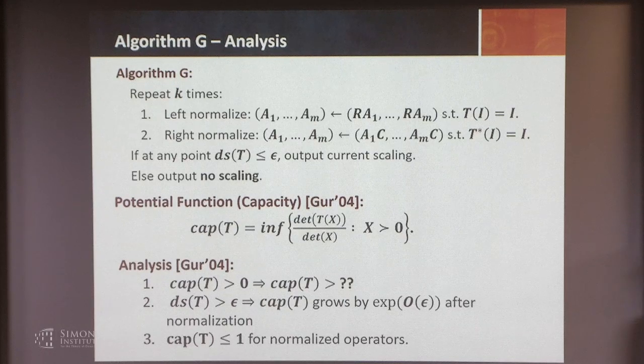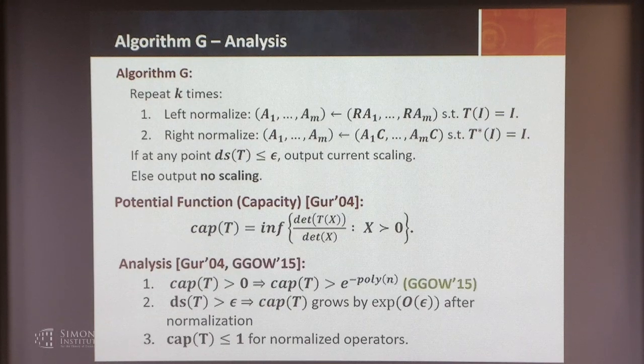And that's it. So now all that is left is to give a lower bound on this capacity. He was able to give a lower bound in some cases, but he was not able to give the lower bound for all types of operators. In our first work in 2015, we showed that if the capacity is bigger than zero, then we get this nice lower bound, e to the minus poly n, which is all we needed for our algorithm to work. This is the starting point of all this scaling business for us.